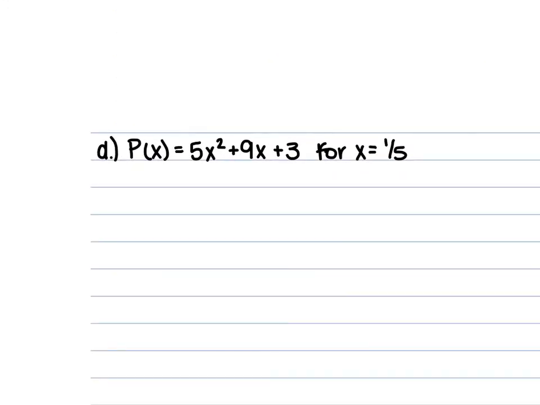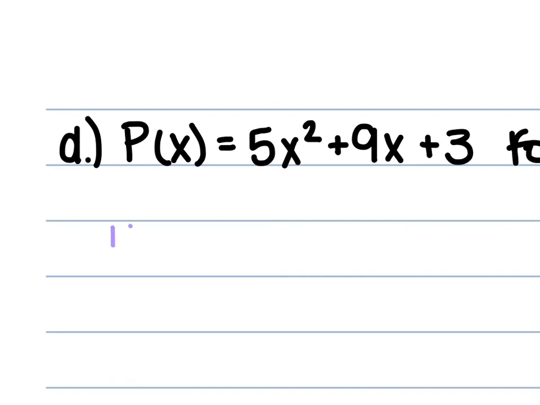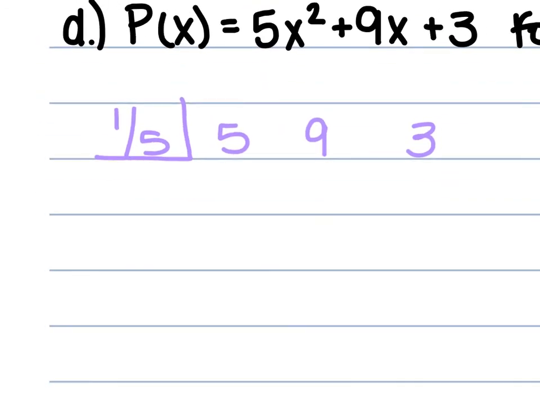If we look at our last example, we have p of x is equal to 5x squared plus 9x plus 3 for x is equal to 1/5. So that 1/5 will go on the outside. The 5, the 9, and the 3 will go on the right of our little box.